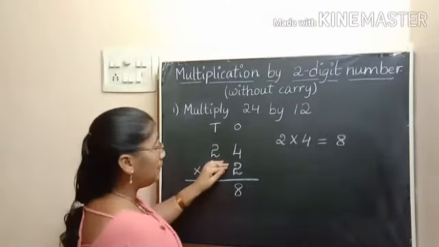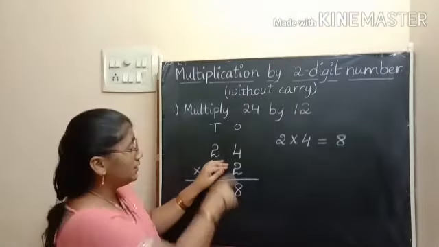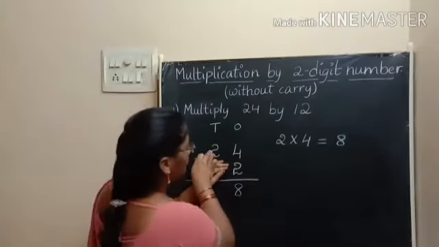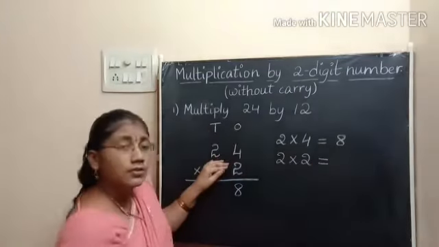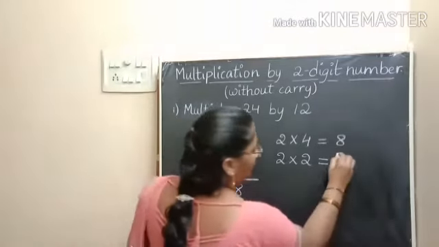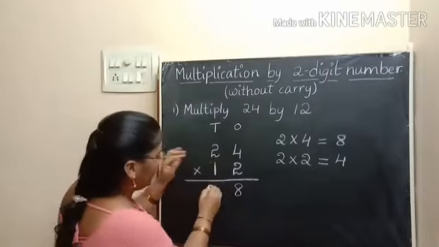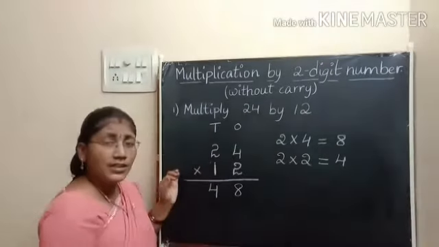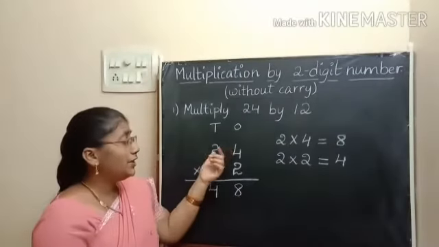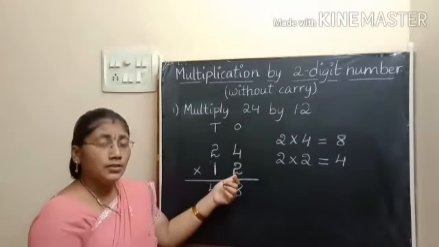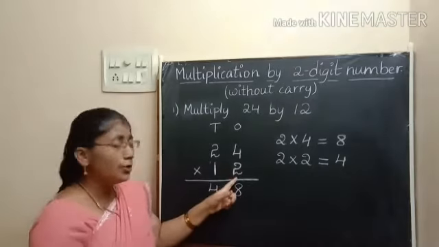Then we have to multiply the digit in tens place with 2. This is 2, so 2 into 2. 2 twos are 4. So this is also a single digit number, and we can write 4 here directly. Understood, children? Now this is the result of multiplication of 24 and 2. This is the result we get by multiplying 24 and 2.